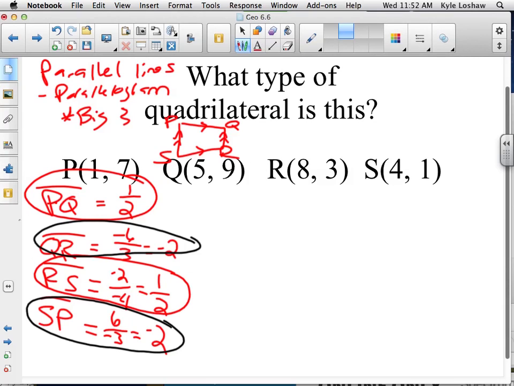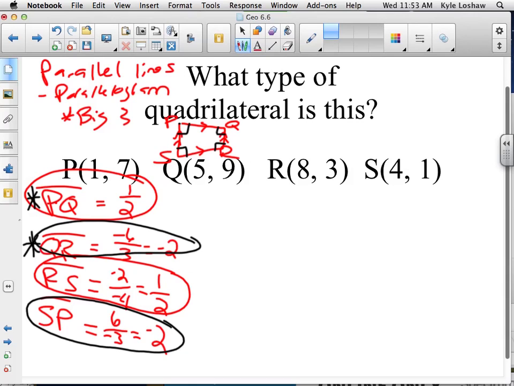What's another thing we could figure out? To see if we're in the big 3, how can we determine it? Well, what if we compare the slopes of PQ and QR? PQ is 1/2 and QR is -2. Well, what does that give us? PQ and QR would be perpendicular. So those are 90-degree angles. And if we look at every single one of these corners, they are going to be 90-degree angles.